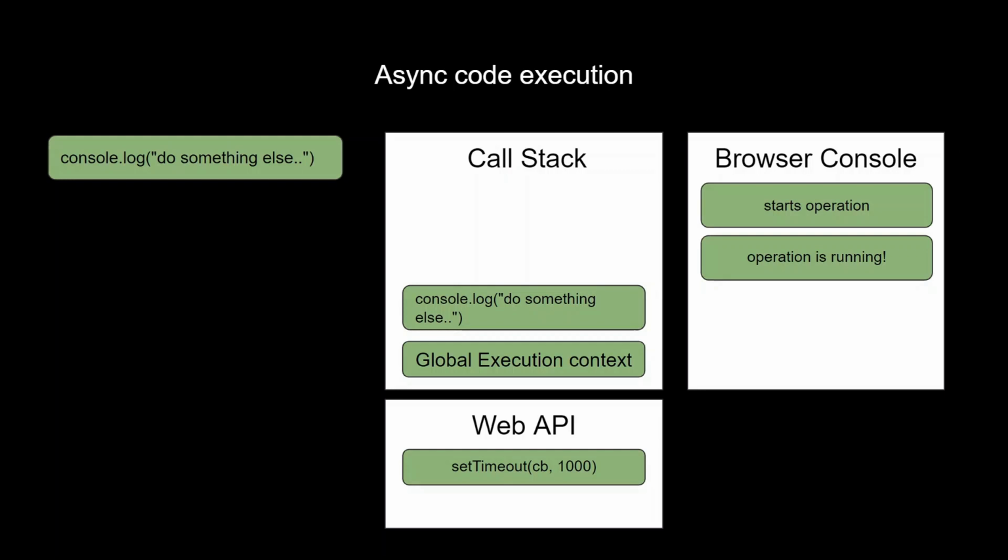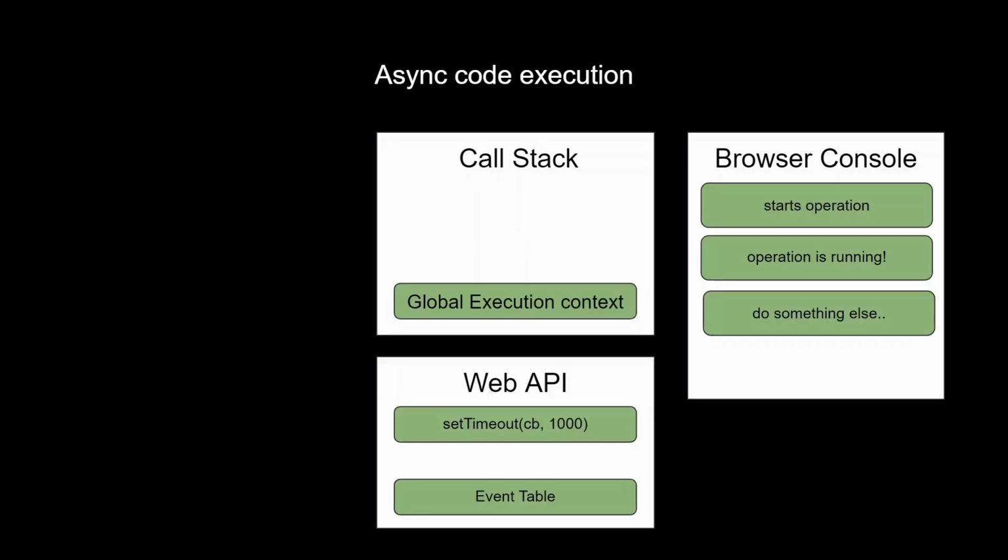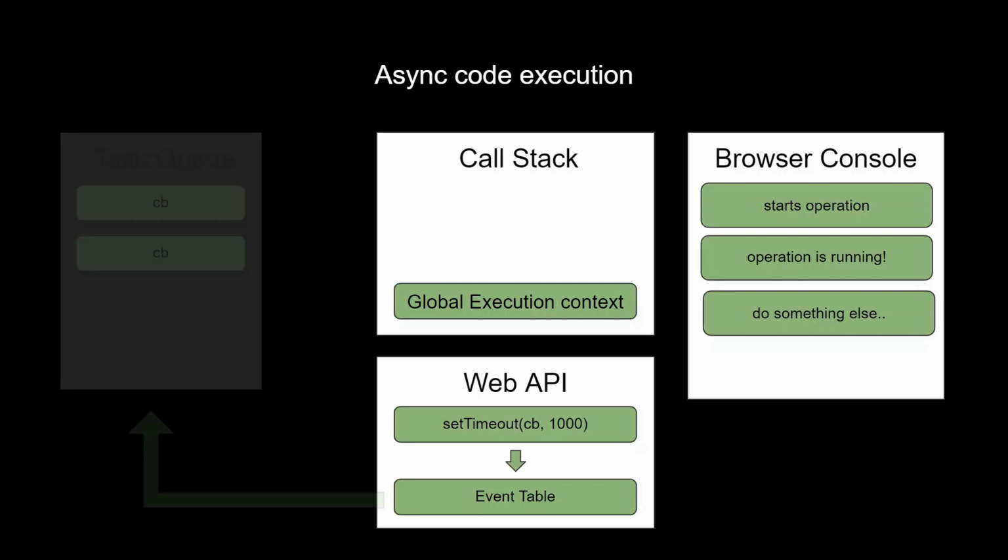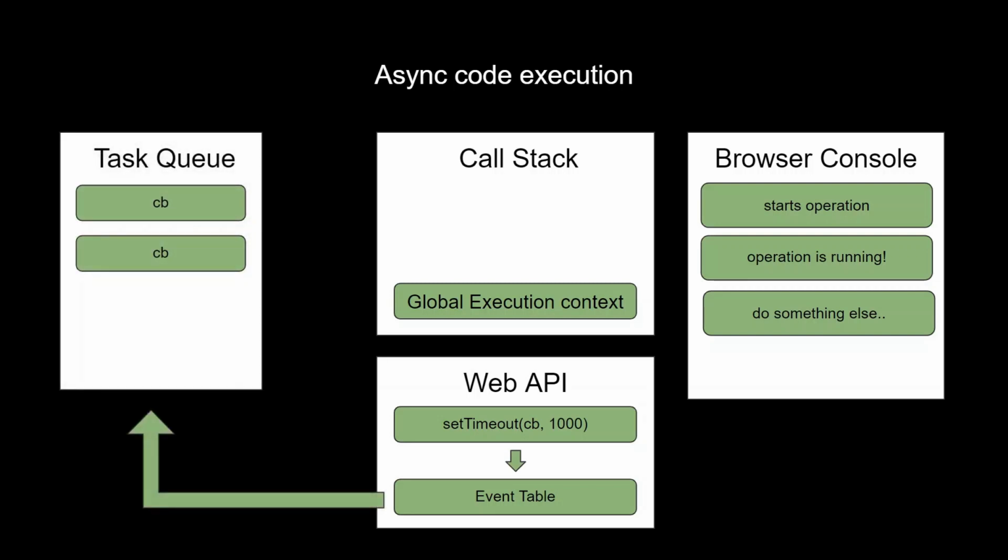Here we can see that the setTimeout is in the web API, and next the do something else will get into the call stack, and once it is printed on the browser, the web API is going to register the setTimeout function into an event table. Once it is registered, the event table will put this callback function into a task queue. All the callback functions like setTimeout, setInterval, addEventListener, or ajax calls, all such asynchronous tasks have a callback function, and that callback function is passed to the task queue.